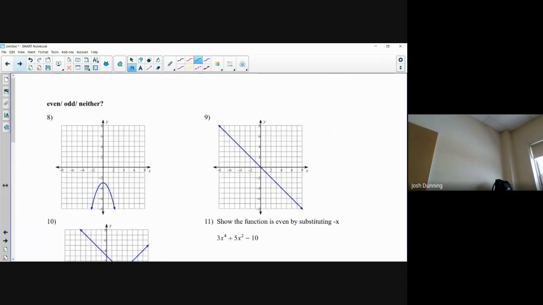Even, odd, or neither. So again, the test on a graph for even is if it's a mirror image across the y-axis. So if I fold that over the y-axis, I didn't do a great job there. So if I fold that over that green line, it will line up on itself. Even.